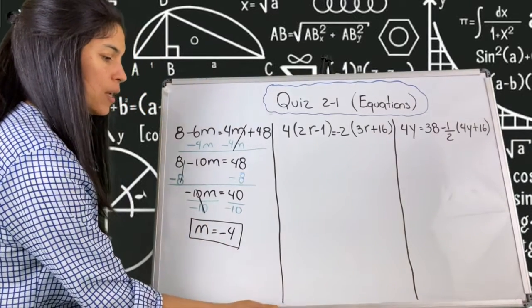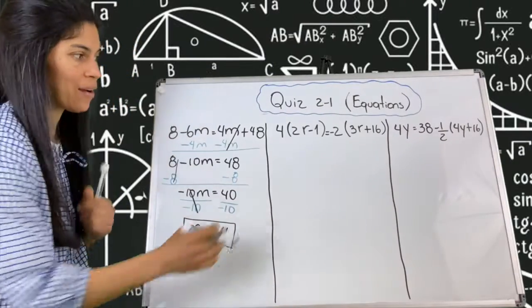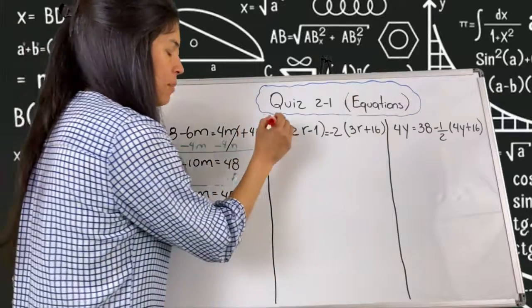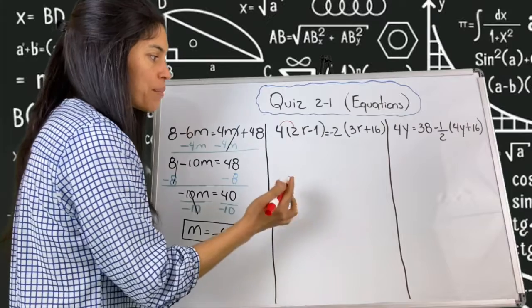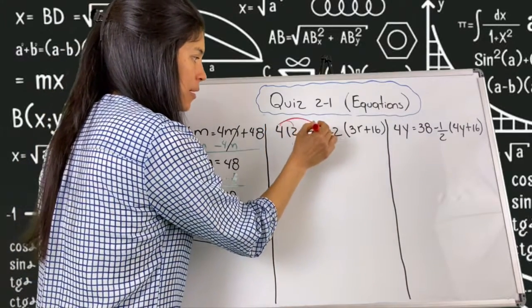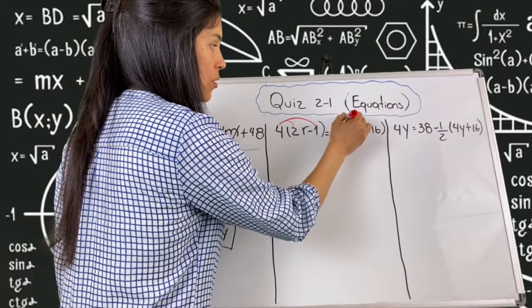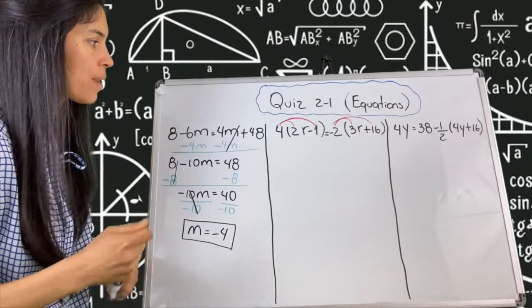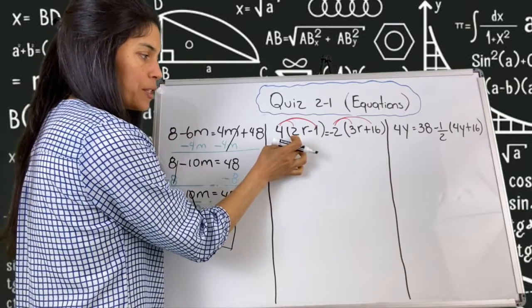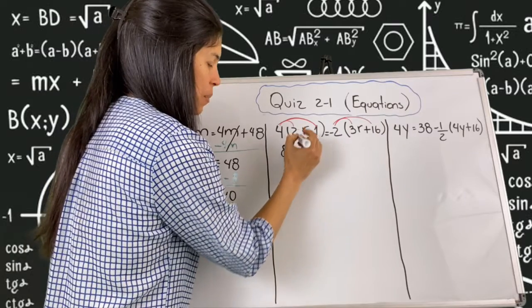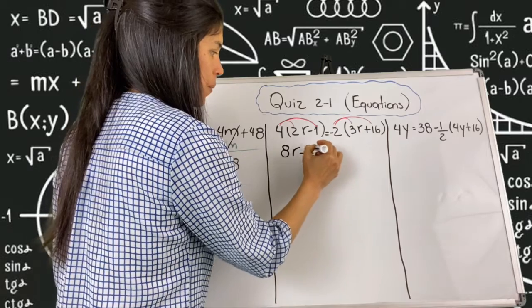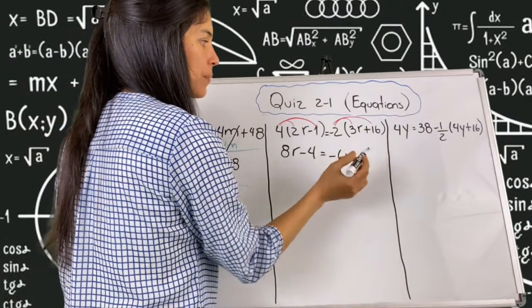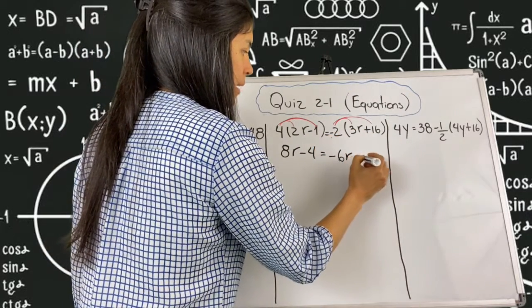Okay, and this is the most simple equation that you will have today. Now let's move to the second example where we have a distribution. When we distribute, we multiply the number outside the parentheses by each term inside the parentheses. We're going to multiply 4 times 2r, and then 4 times -1. The other side also has distribution. The -2 is going to multiply the 3r, and then the -2 is going to multiply the 16. So 4 times 2, multiply the coefficients, and then copy the letter. 4 times 2 is 8r, and 4 times -1 is -4. And this is equal to -2 times 3, which is -6, and copy the r. And -2 times 16, that's -32.